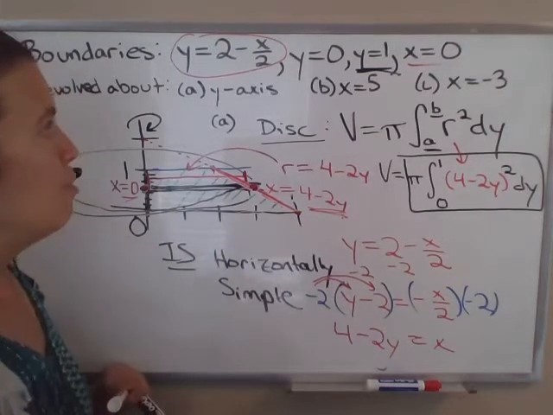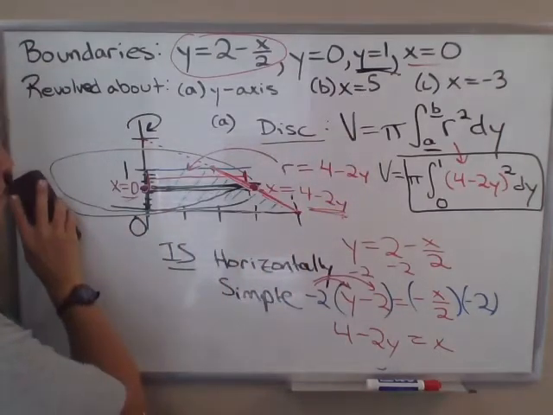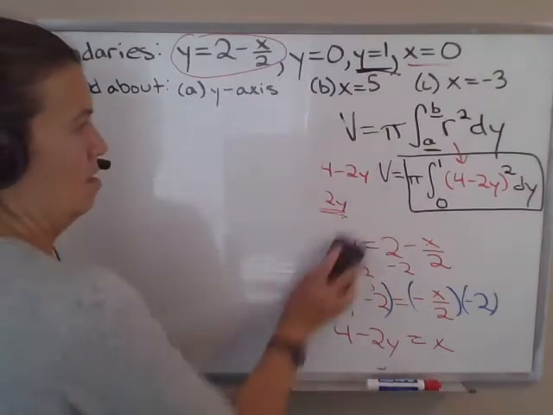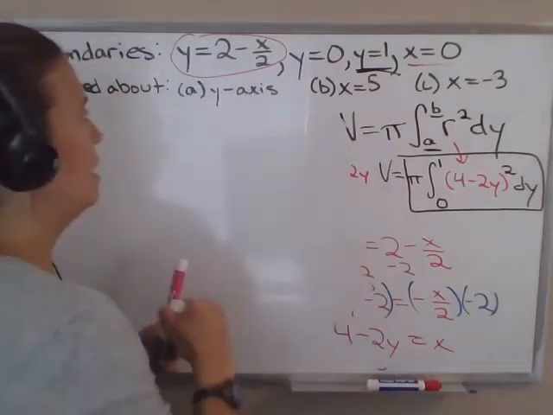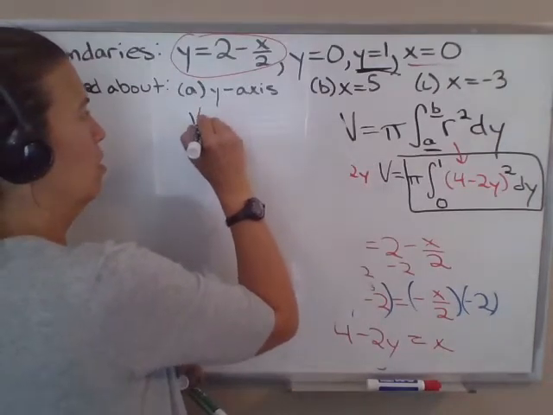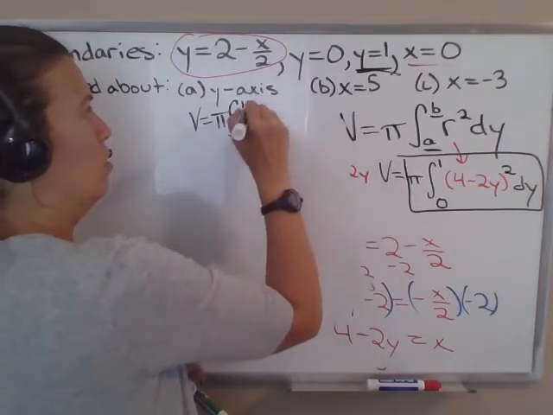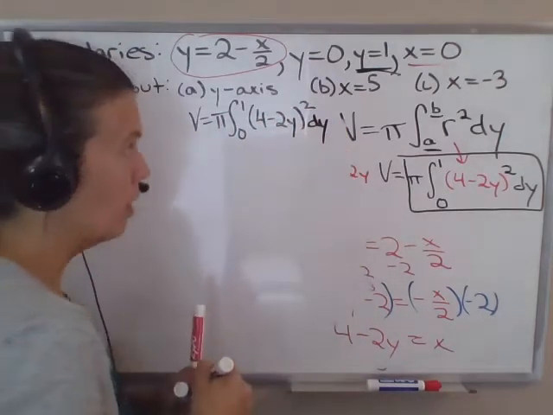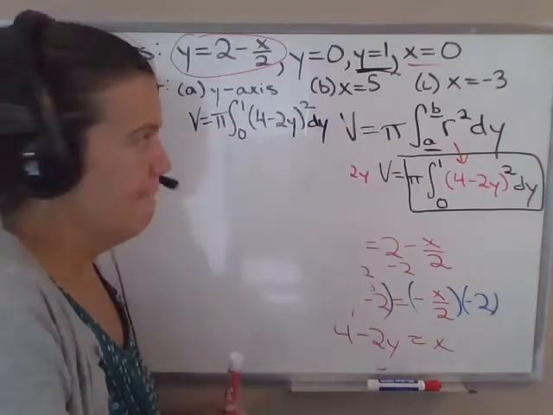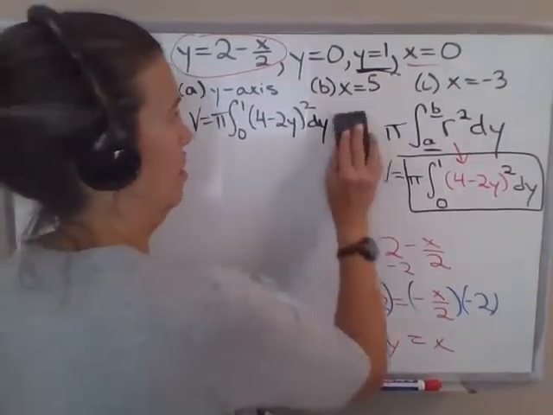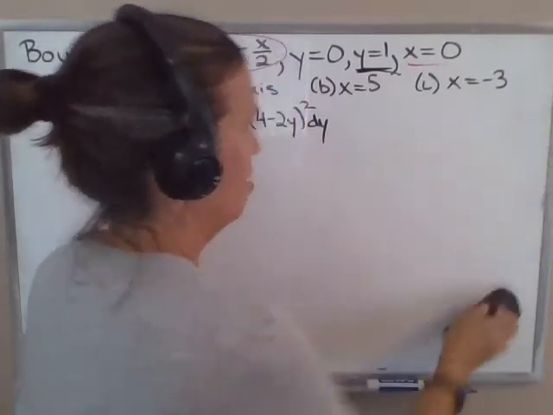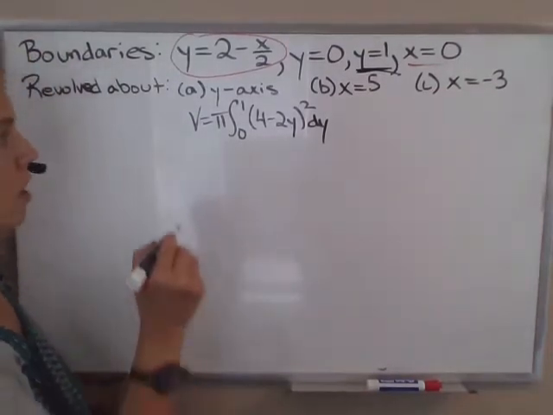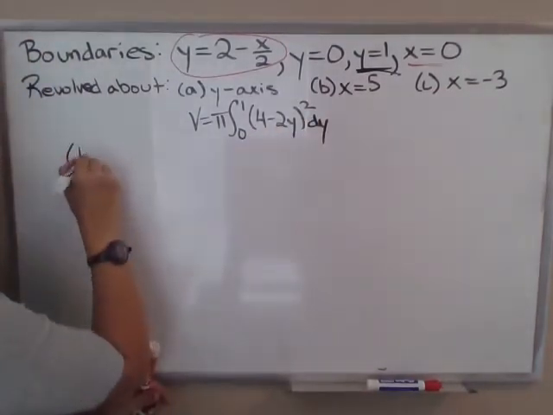So now I want to look at what if it's revolved about the line x equals 5. So I'm going to have to get rid of this. I'm going to write the answer right here real quick. 0 to 1, 4 minus 2y squared. Okay. Sorry. Now let's suppose it's revolved about the line x equals 5.